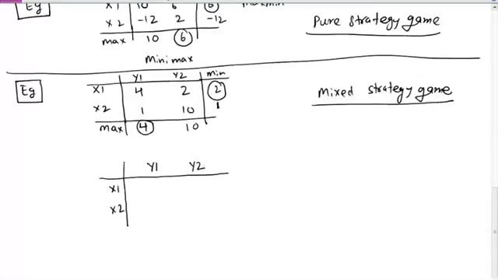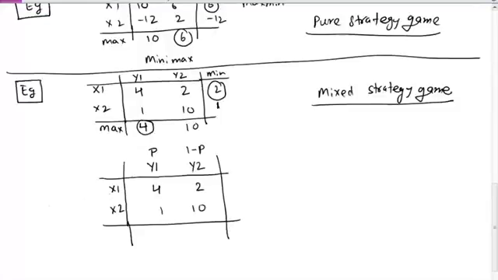And let's say player Y plays strategy 1 p times and strategy 2 1 minus p. The proportion of times strategy 1 is played is p, and the proportion of total times strategy 2 is used by player Y is 1 minus p, so that the total is always 1. And the payoffs are 4, 2, 1, 10.